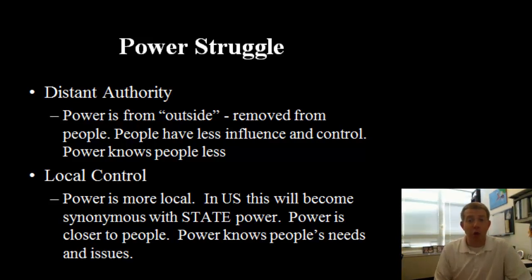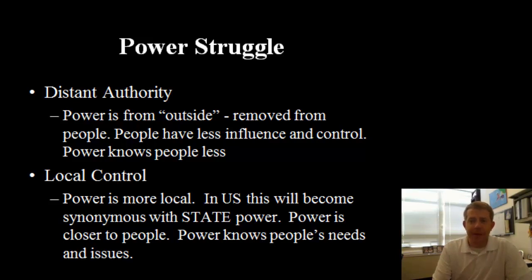Whereas with local control, the power is just that. It's more local. In our studies for the rest of the year, this is going to be synonymous with the idea of state power, so the power being in the individual states. So the power of Georgia, the power of North Carolina, the power of Massachusetts. The individual state government, that's really local control. The power is closer to the people. The power knows the people's needs and issues because they're closer, they're in proximity, they're aware of what's happening.